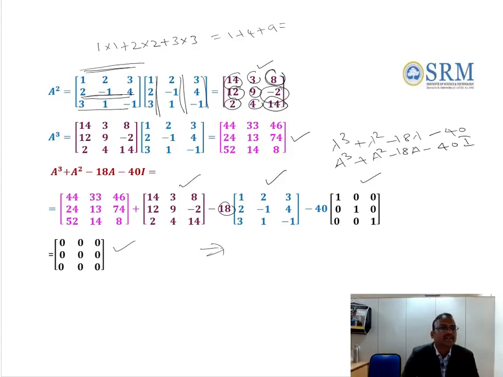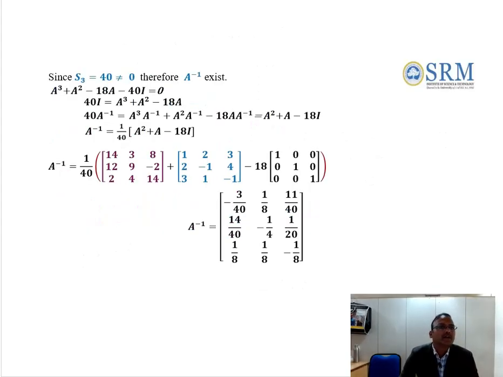So what it says, this matrix satisfies its characteristic equation, right? What is the matrix equation now? A cube plus A square minus 18A minus 40I equal to 0, right? Now from this equation, we can calculate A inverse and A power 4, all the things. Now next we are going to see such things. Since the constant term is not equal to 0, that means determinant of A is not equal to 0, therefore A inverse exists. Linear algebra theory says that if the determinant is not equal to 0, then it is called non-singular. If it is non-singular, then the inverse exists, right?